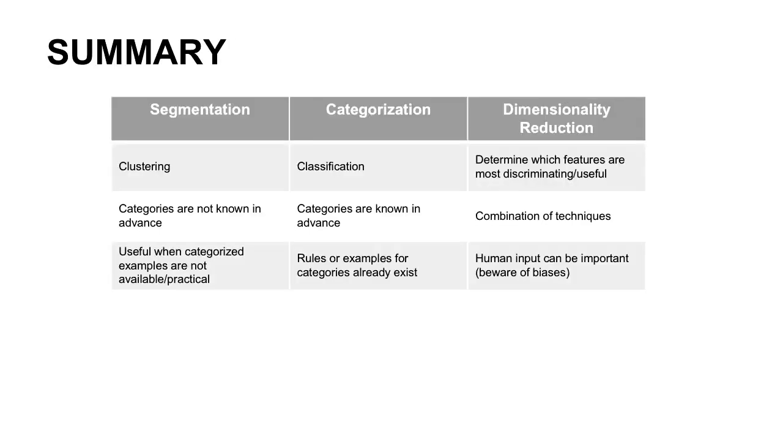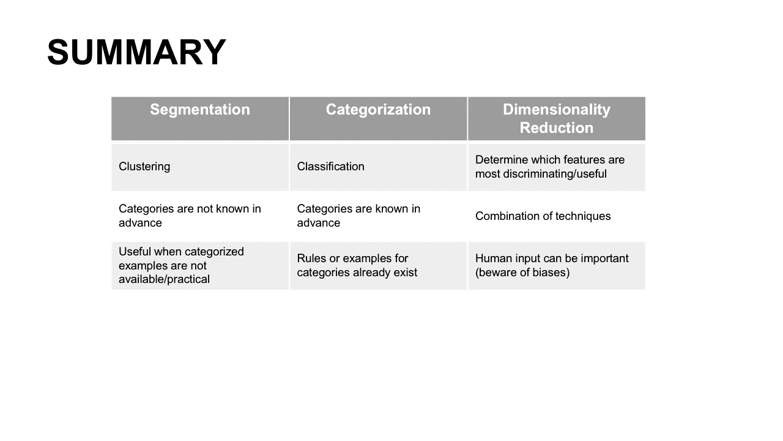So in summary, segmentation is also called clustering. That's when we don't have our categories. We don't know them in advance. Useful, obviously, when we don't want to spend a lot of time training algorithms by giving it pre-classified data. Categorization or classification, that's when we know those categories in advance.